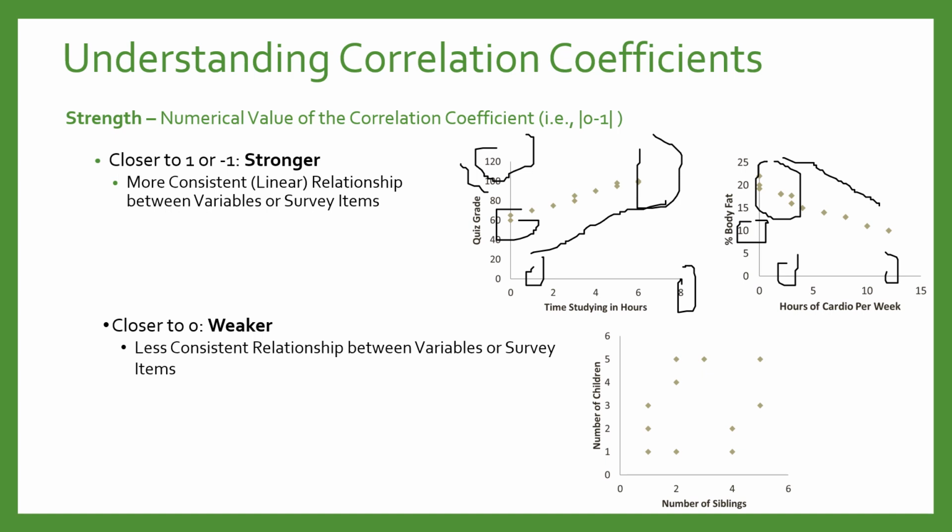Weak correlations are any value that's close to 0. And keep in mind that you're never going to have a correlation that is greater than 1 or less than -1.